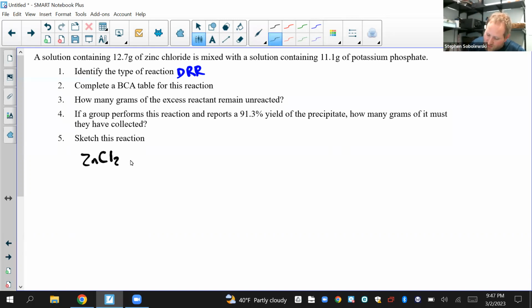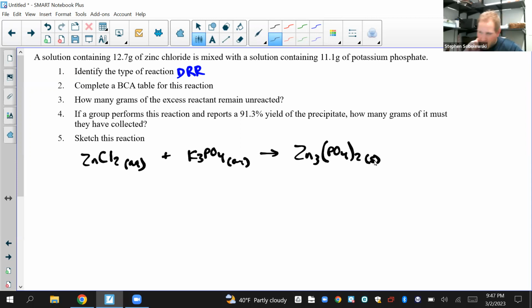So we have ZnCl2 aqueous. Potassium phosphate is going to be K3PO4 aqueous. The zinc and the phosphate are going to bond, Zn3(PO4)2. That one's going to be solid. I checked my sheet earlier. Potassium chloride, KCl, that's going to be aqueous. And we balance that with a 3, a 2, a 1, and a 6. And I like to, again, rewrite those, just kind of make them pop.